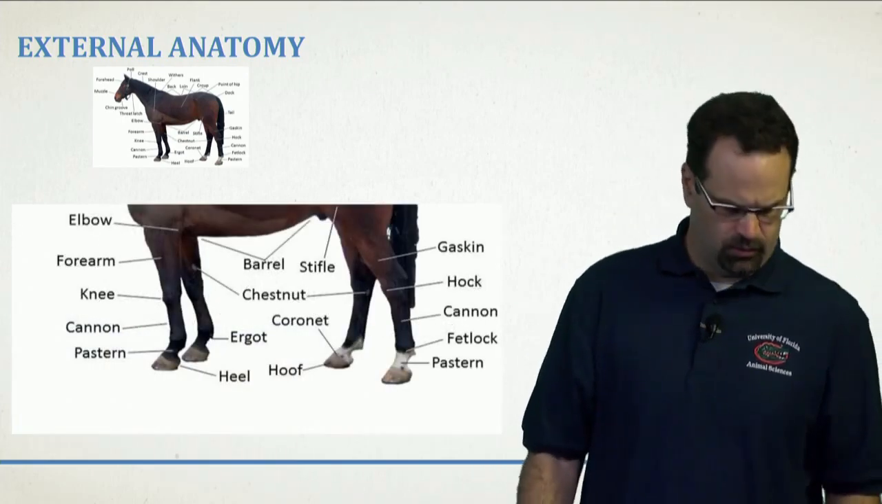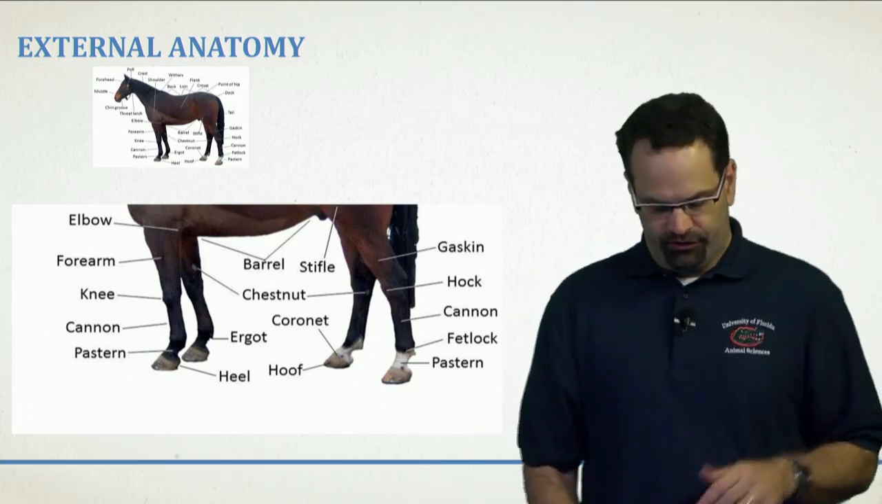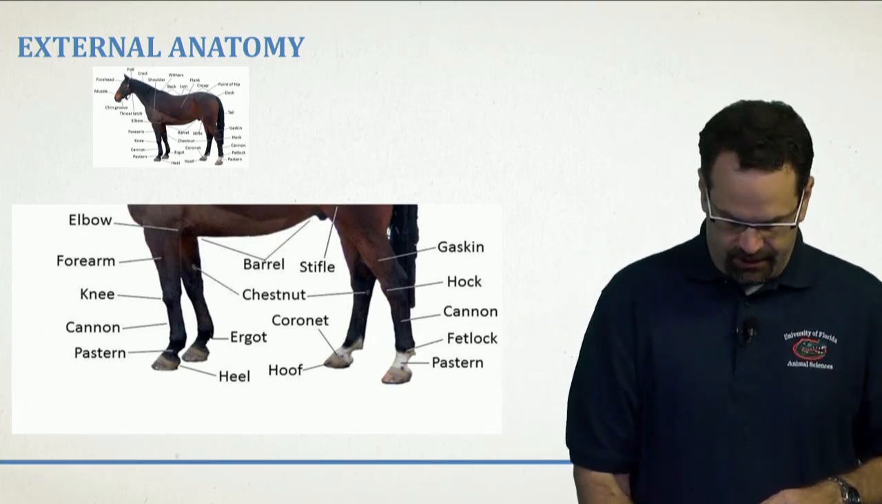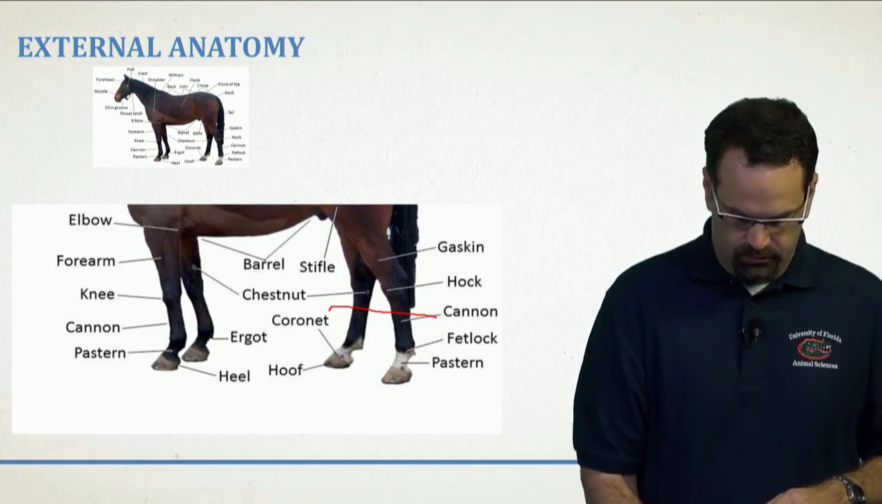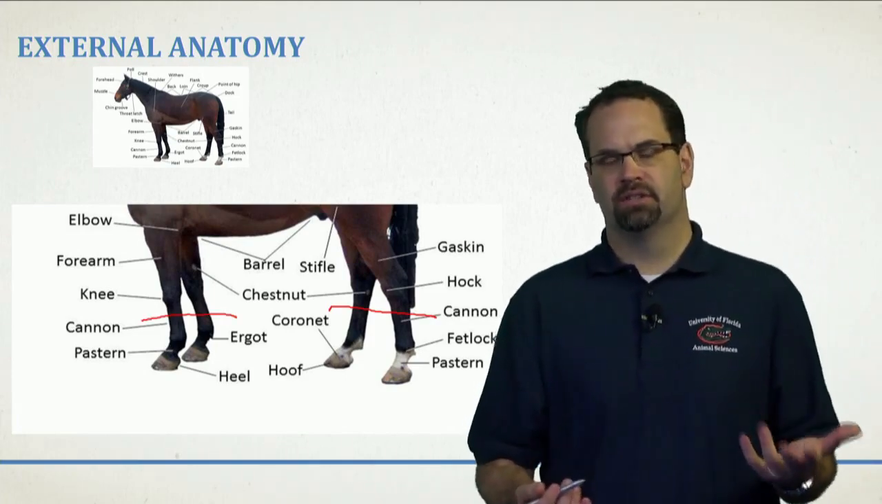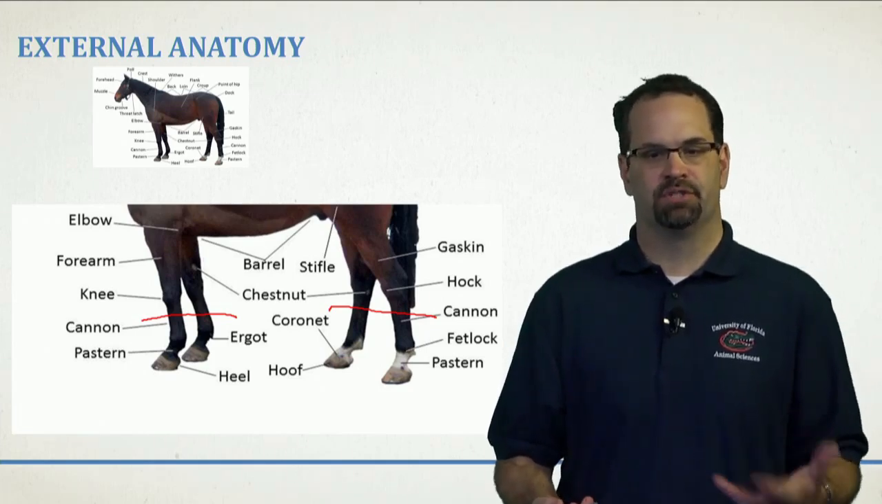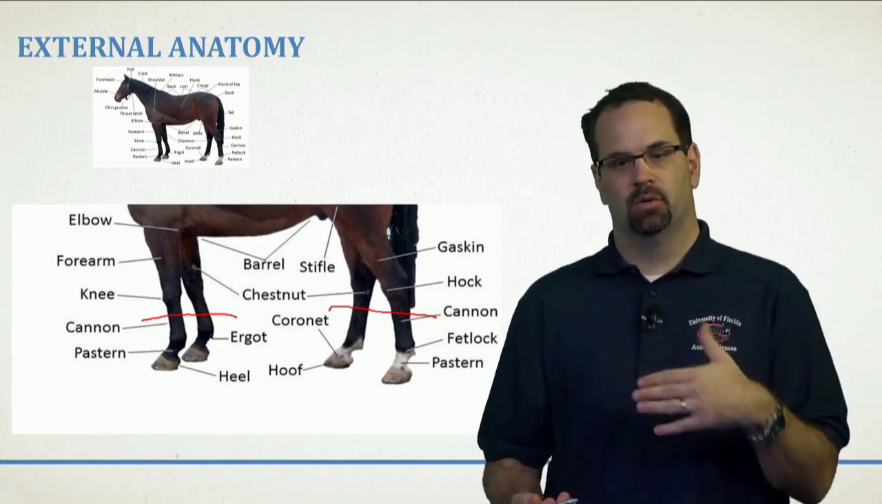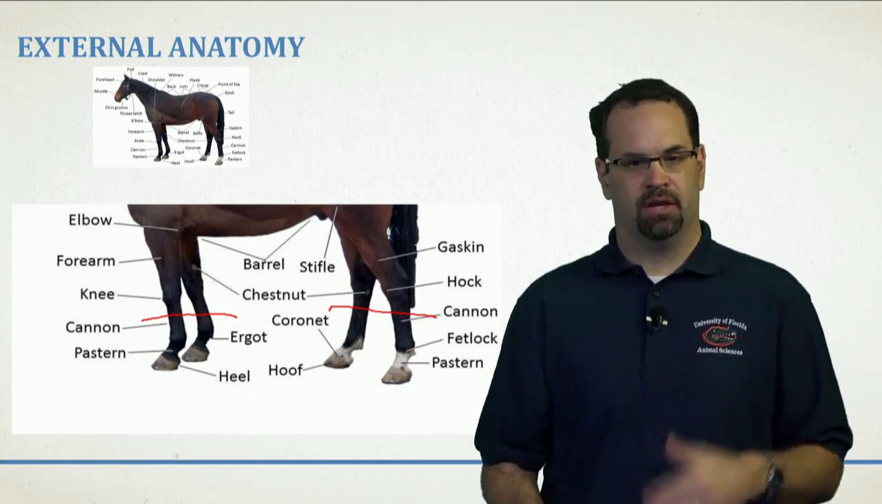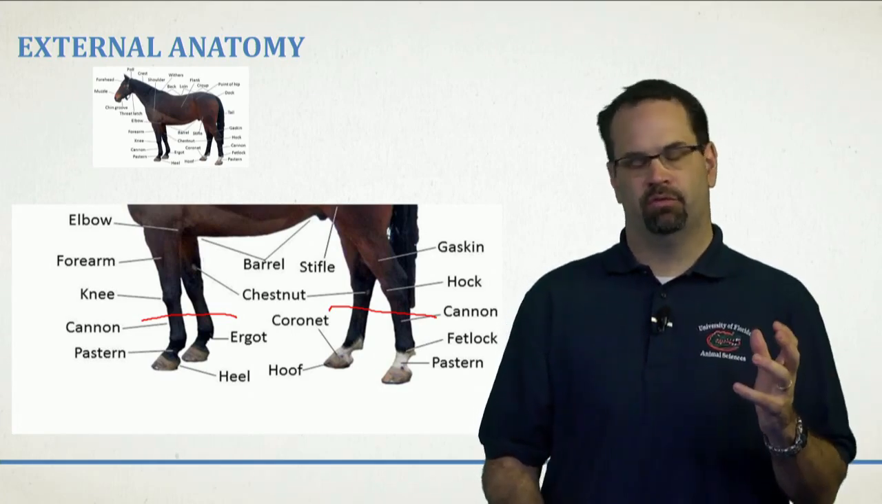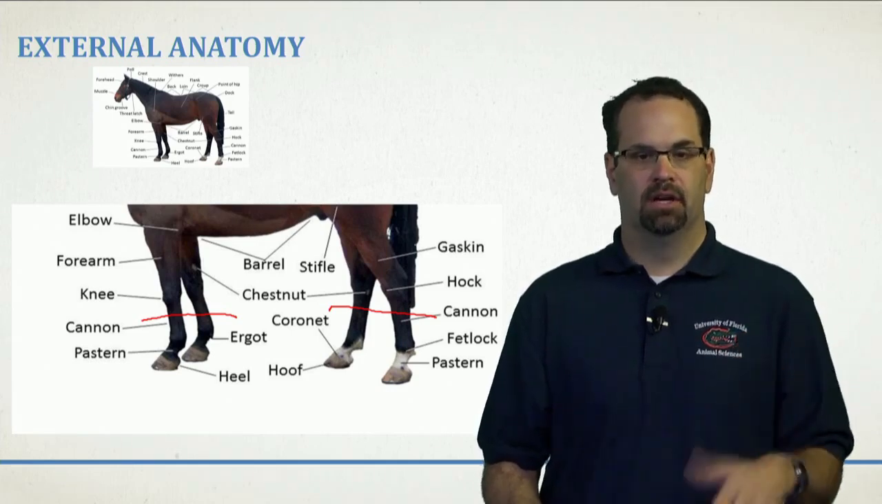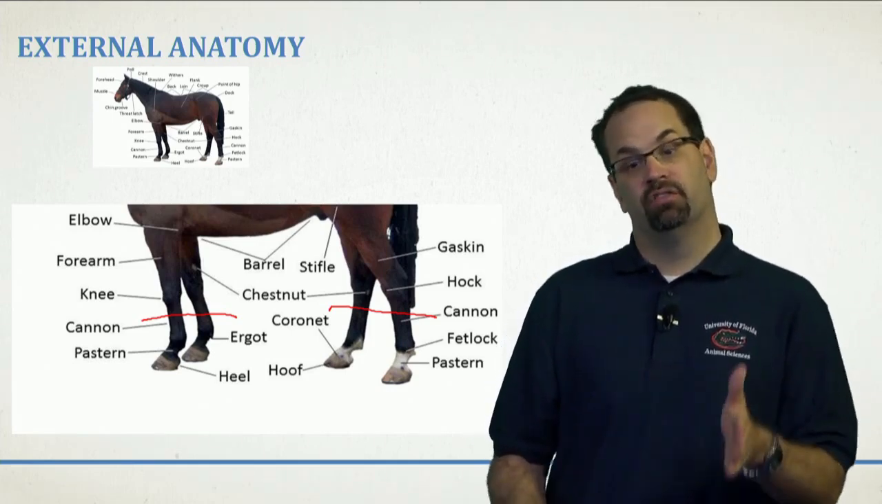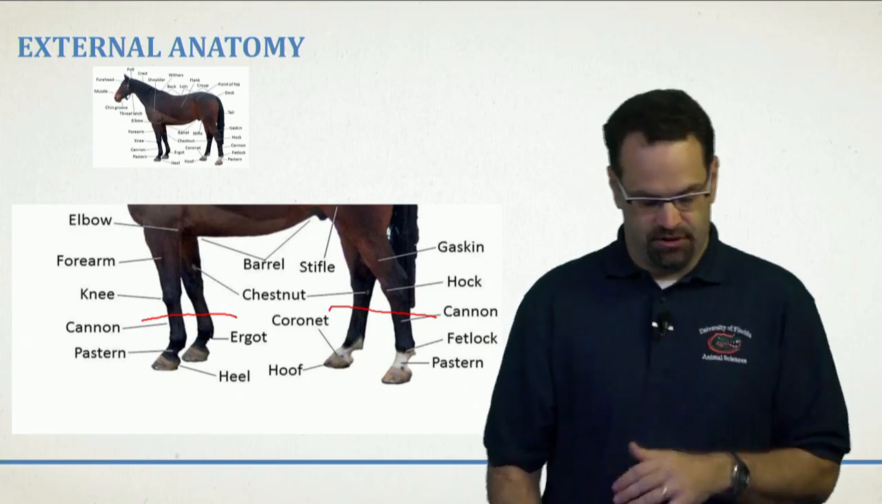Now, looking underneath the horse, what you will find is if you look at the cannon area down on all 4 legs, those structures are all called the same. So you have the cannon going down to the fetlock, the pastern, and the hoof. So that's similar between all 4 front and back legs. But when you start dividing front versus back, you do start to see differences.